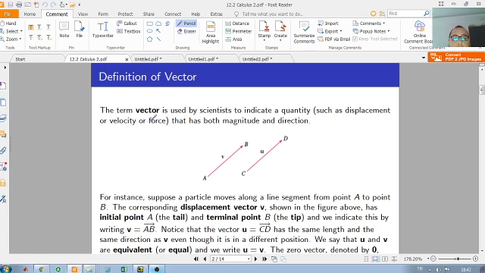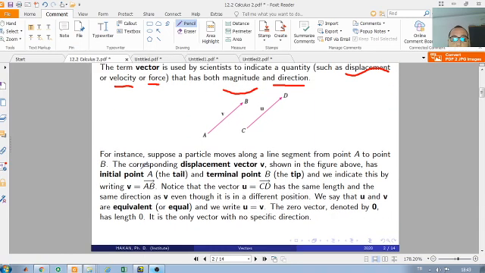The term vector is used by scientists to indicate a quantity such as displacement or velocity or force, in physics, that has both magnitude and direction. A vector can be defined by specifying its magnitude and its direction.